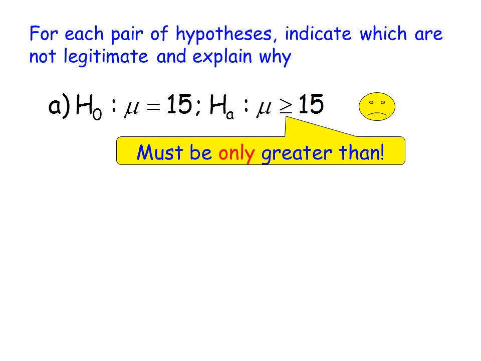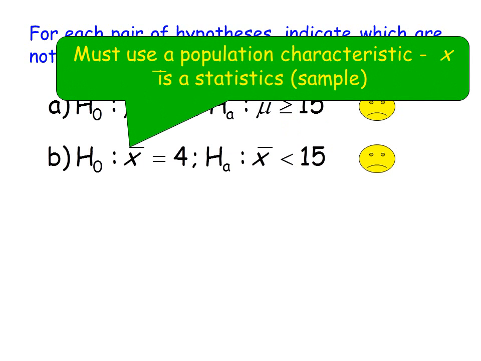This is not good. We only use greater than, less than, or not equal to for our alternative hypothesis. This one's bad too. We always use population notation, not sample notation, when we write our hypotheses.